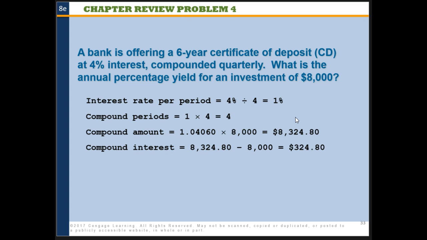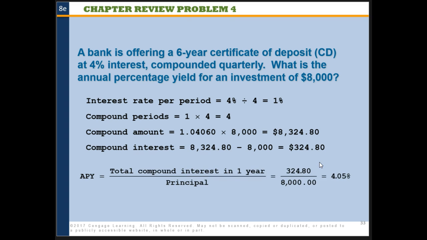The compound amount, we get our value from the table, 1.04060 times 8,000 is $8,324.80. And the compound interest is $324.80. So now we can calculate the APY. We do the total compound interest in 1 year divided by the principal, and it's 4.05%. So the annual percentage yield is 4.05%.